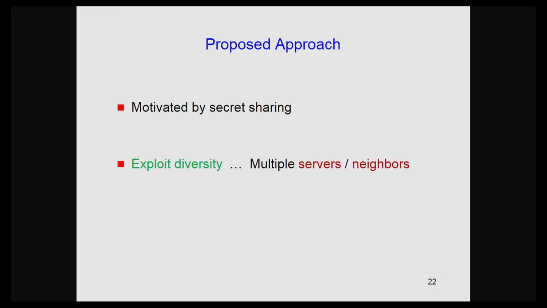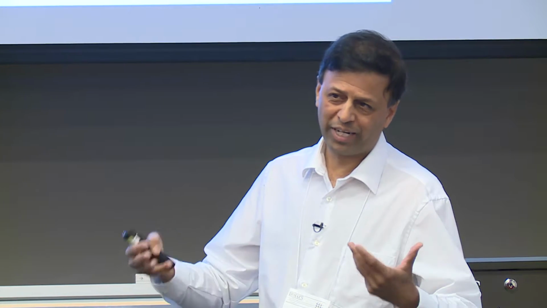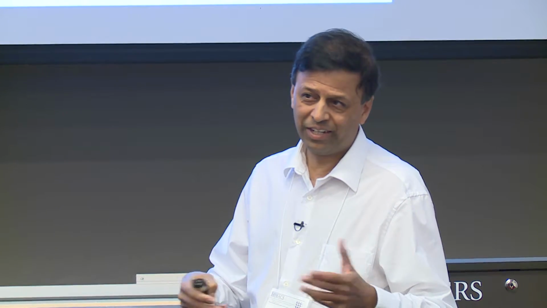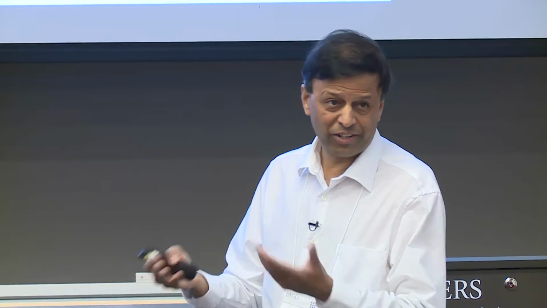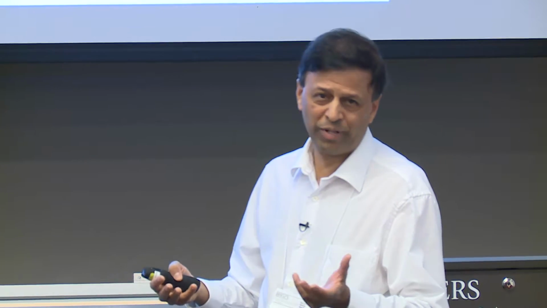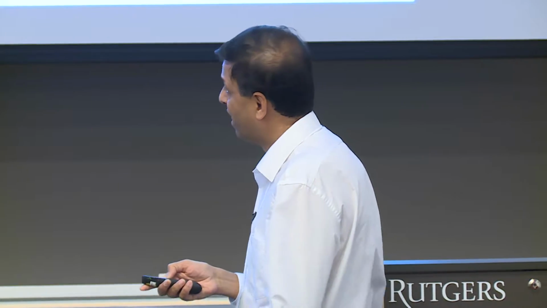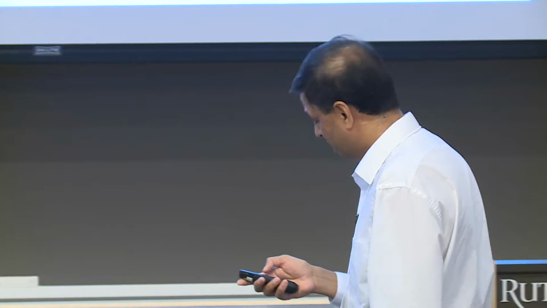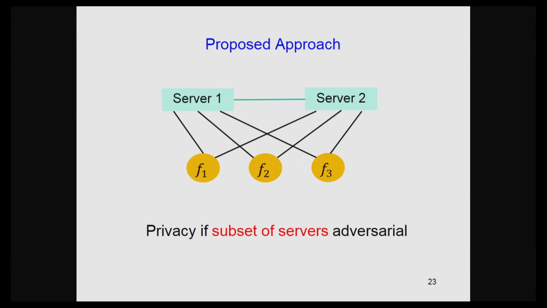And the approach is motivated by something called secret sharing in the security domain. The basic idea behind this work, Shripad's work, is to exploit diversity. And by diversity, we mean in the case of client-server model, we're going to assume there are multiple servers, not just one. And I'm going to exploit availability of multiple servers to provide privacy. And in case of peer-to-peer networks, the network is rich. I have many neighbors that I can talk to. And I'm going to exploit the possibility of having many neighbors to provide privacy under different assumptions than we have seen before.